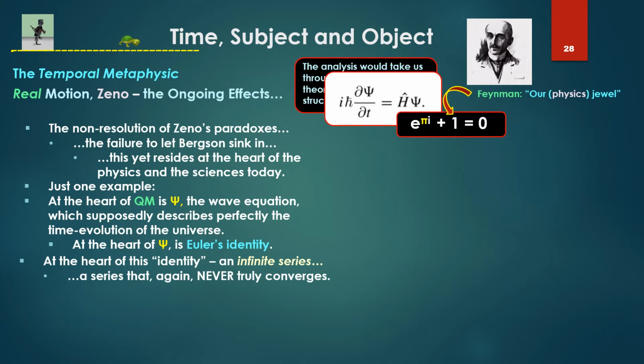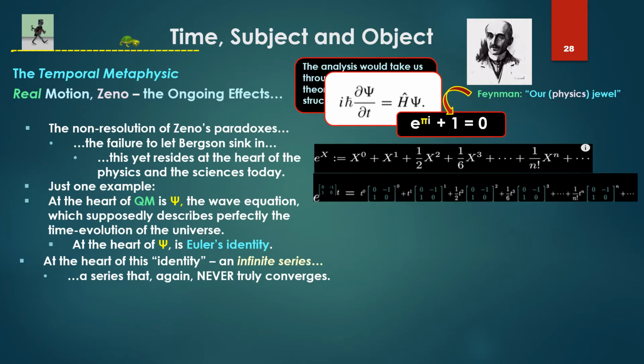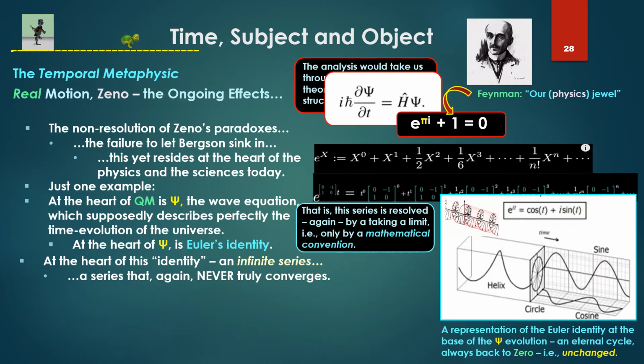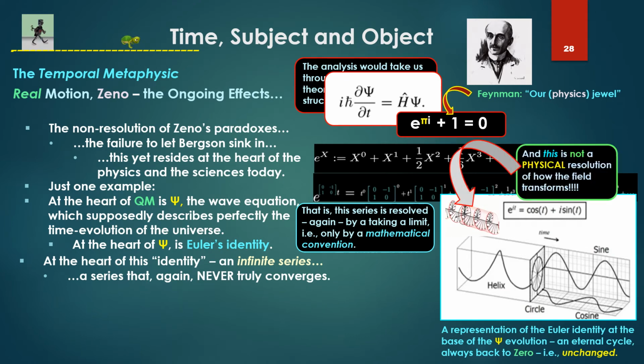At the heart of this identity is an infinite series, a series that again never truly converges. Just a picture there. That is, this series is resolved again by taking a limit. That is, only by a mathematical convention, not an actual physical resolution. Again, here's a representation, shall we say partial, of what's at the base of the wave equation.